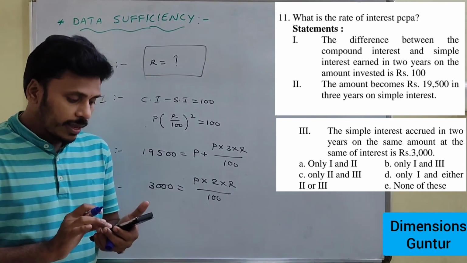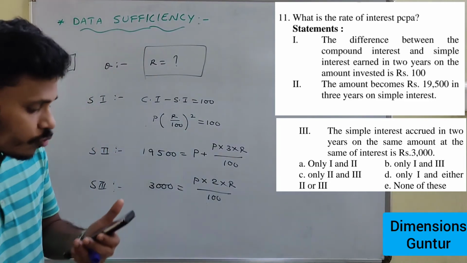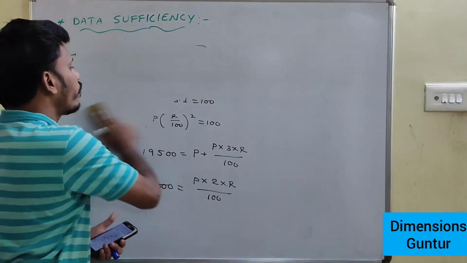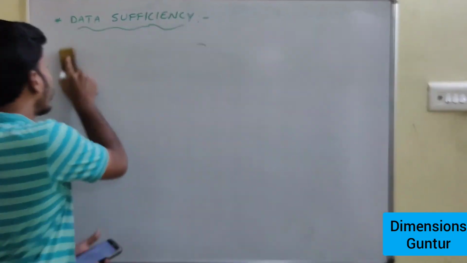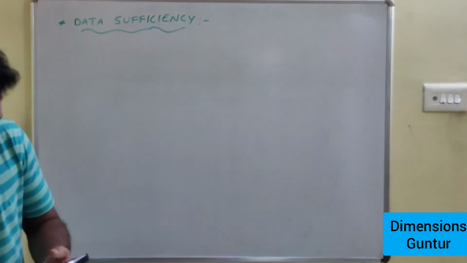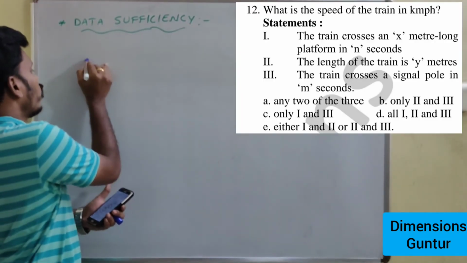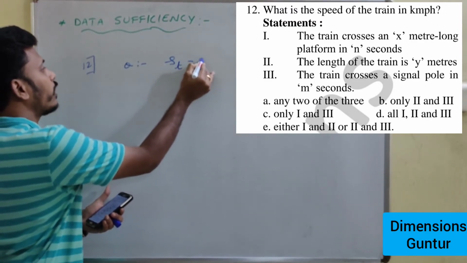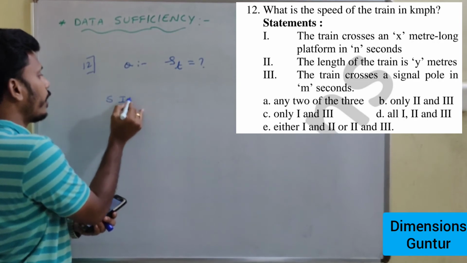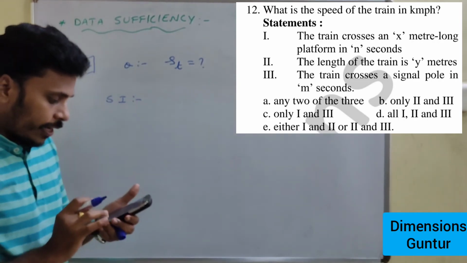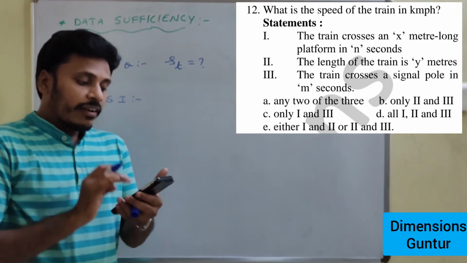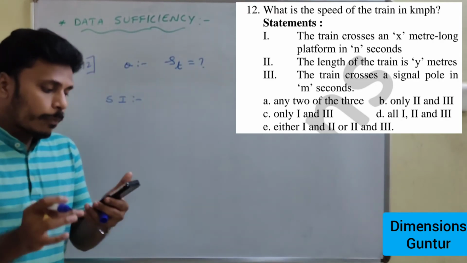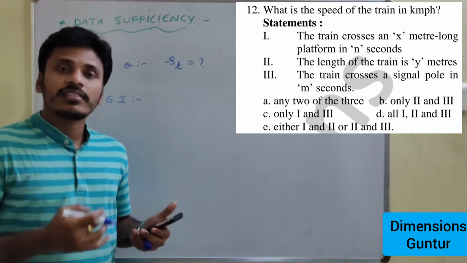Okay, then think about the 12th problem, which is about the speed of the train. At the end, for this problem, we need to find the speed of the train. So the question part is asking you to find the speed of the train. Coming to statement 1, it is given that the train crosses an X meters long platform in n seconds. So the train is crossing a platform.